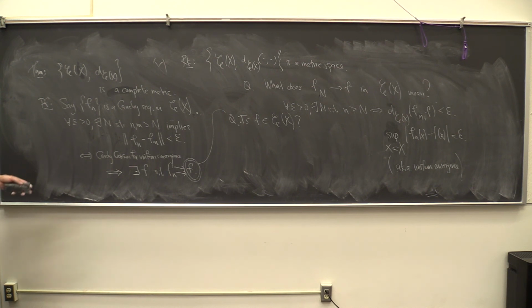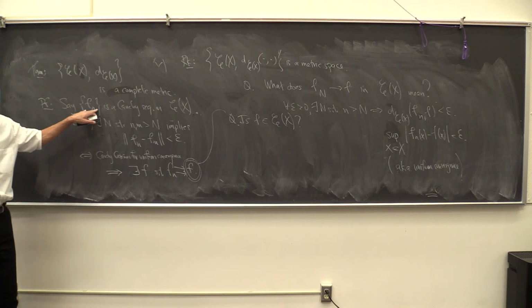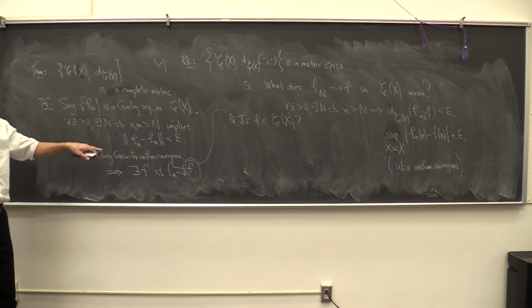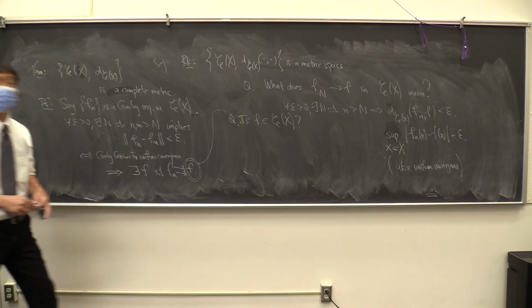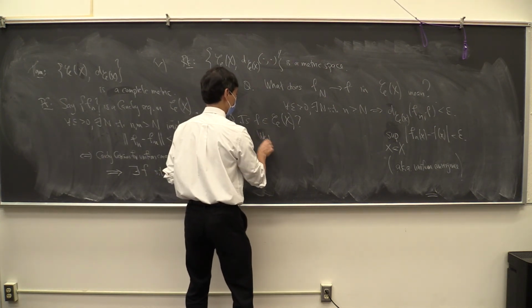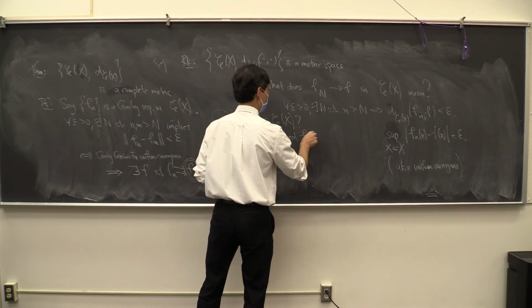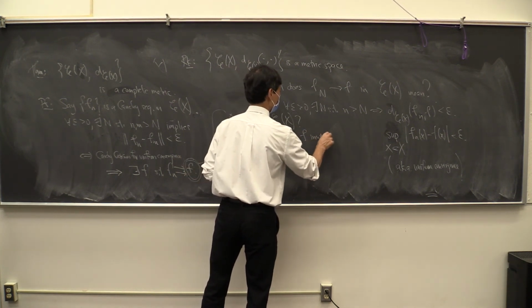Yes. Why? Because of what we just proved. These guys were already in our space, so they're all continuous. And if they are continuous functions and they converge uniformly to something, then that something is continuous. So we just showed that f must be continuous.